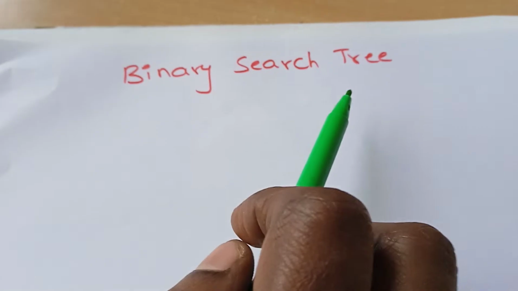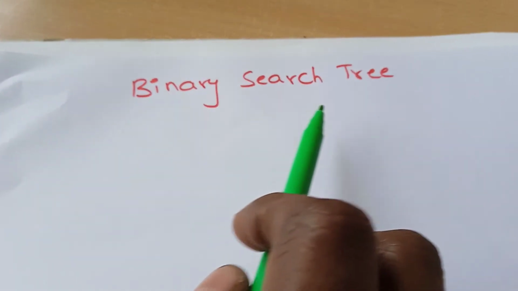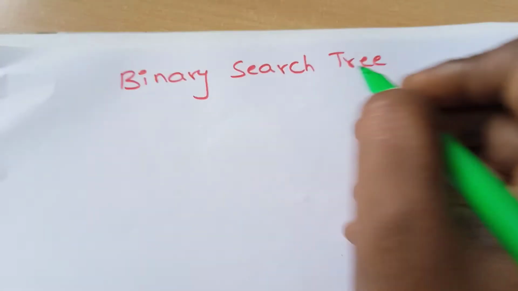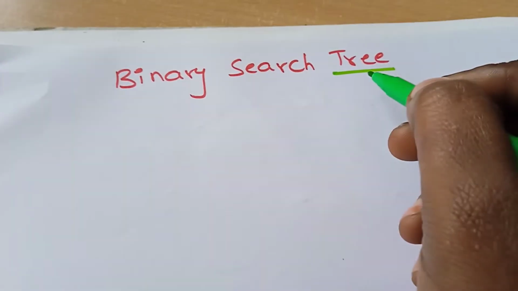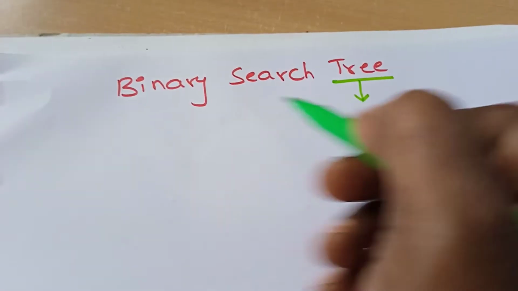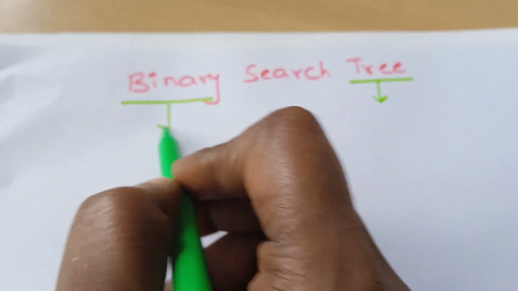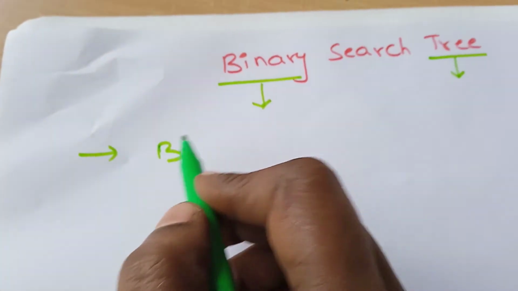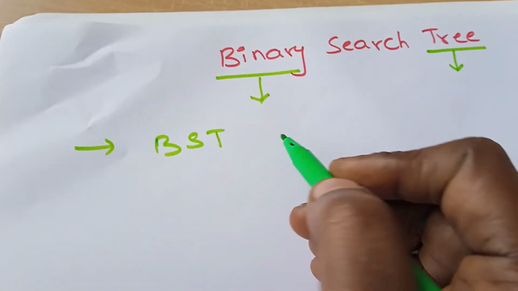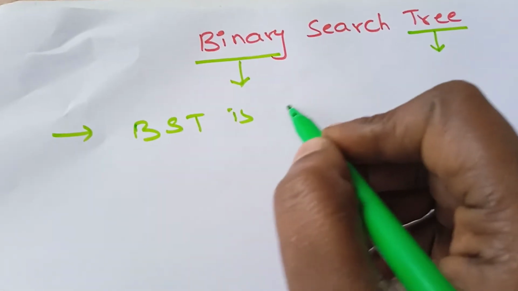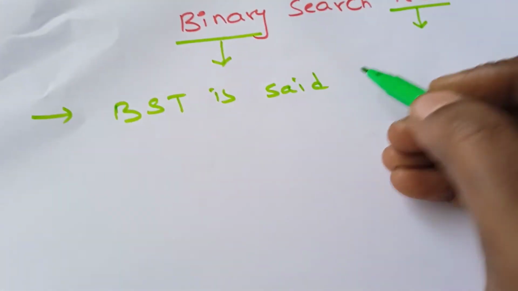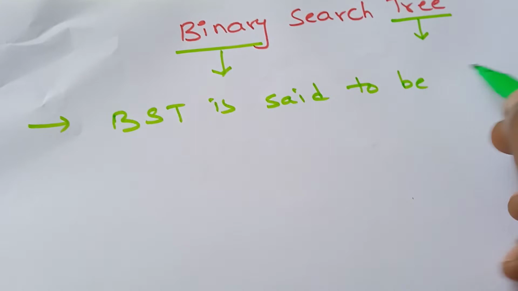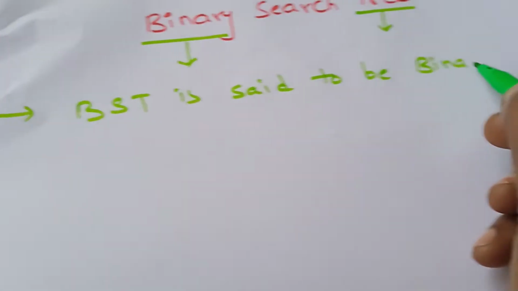This video is about binary search tree. This is also a tree, and it belongs to a kind of binary tree. Binary search tree, in short, I am calling this BST. BST, binary search tree, is said to be a binary tree.